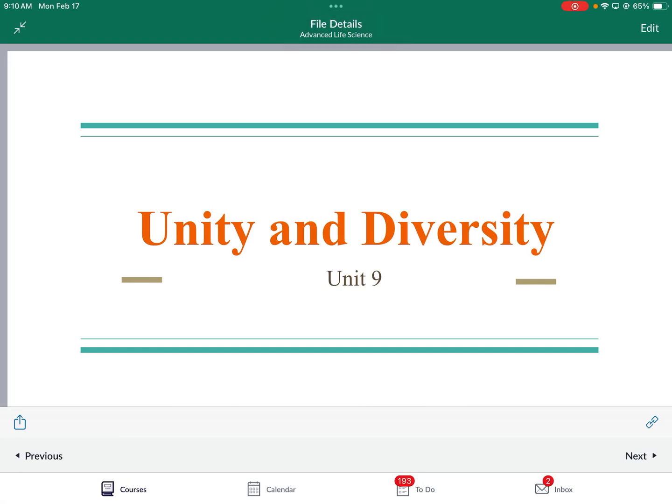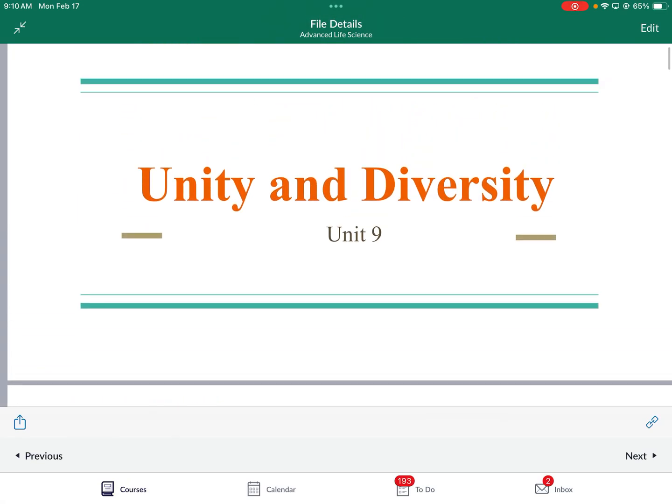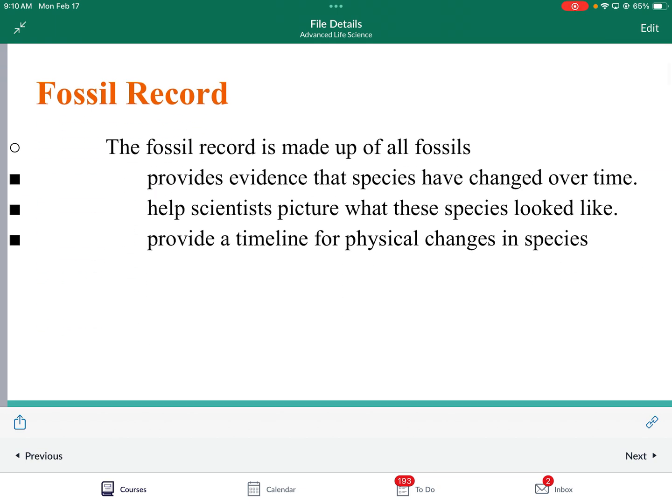Unit called Unity and Diversity, Unit 9. We're going to be looking at different means of supporting the theory of evolution. The first means of supporting that theory is the fossil record. The fossil record is a catalog of every fossil that we are finding as we find it, right?